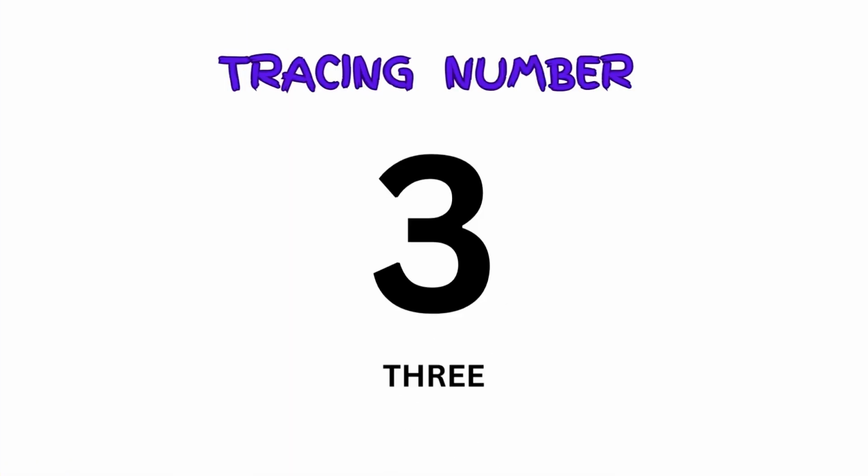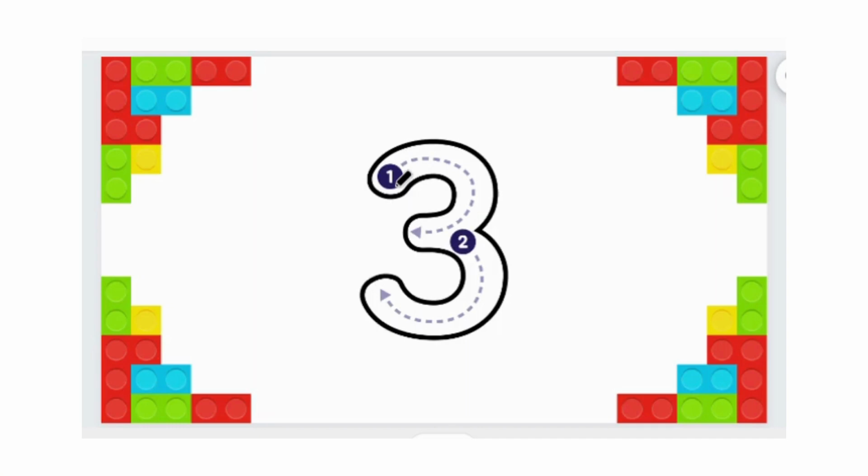Tracing the number 3. When tracing number 3, we're going to make 2 curves. Start at number 1. Make a curve following the arrow to number 2 like this. Continue from number 2, making another curve and follow the arrow like this. Now, you have the number 3.